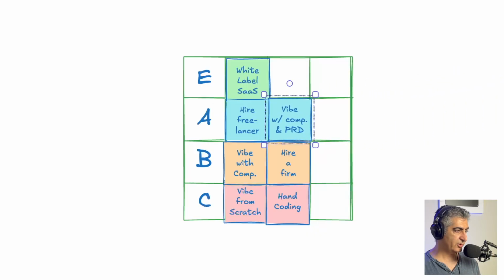Next, we have vibe coding with a PRD, but without any kind of companions or starter kits or anything like that. I'm going to go ahead and give this a B tier.